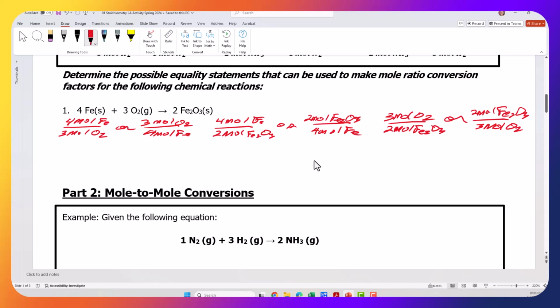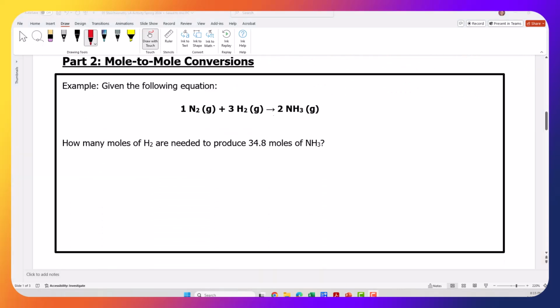So it's quite a few, and whichever one is on top determines which one you're going to eventually calculate. Whatever's on the bottom is a division. That's usually what you're trying to get rid of, and you're going to what's in the numerator. Okay, so let's dispense with that. Let's go ahead and move on. So here we go, and we're just going to use the mole-to-mole ratios.